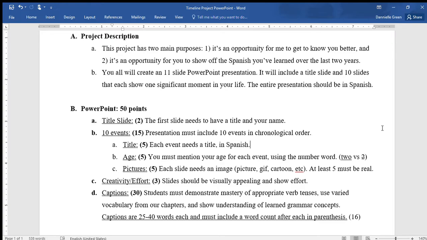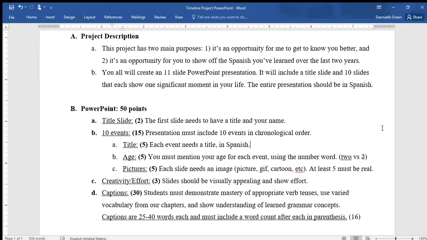Additionally, when you mention your age, I do want you to type out the word. So, if you're going to mention a time when you were 11 years old, tenía 11 años. You're going to spell out O-N-C-E, once, instead of the number 11. You also need to include some sort of an image with each slide. Now, at least 5 of those 10 images need to be an actual picture of you. You can include these in a variety of ways. You can take a picture of a physical picture, that's fine. You can upload a screenshot of a picture, or whatever else you need to do.